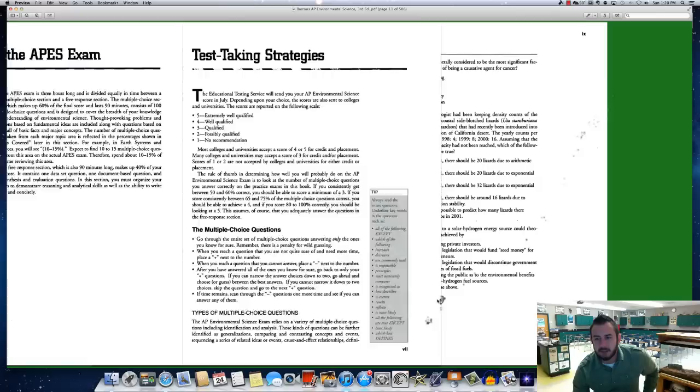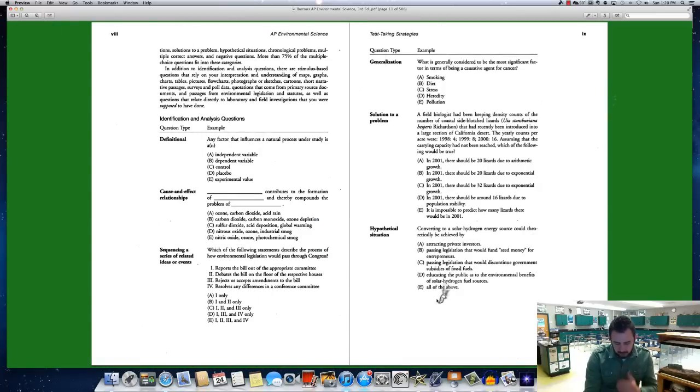The types of multiple choice questions. Let's take a look at these types of multiple choice questions. One of the easiest, probably, is the definitional question. Any factor that influences natural process in our study is, this. I mean, these are the kind of simple definition questions.